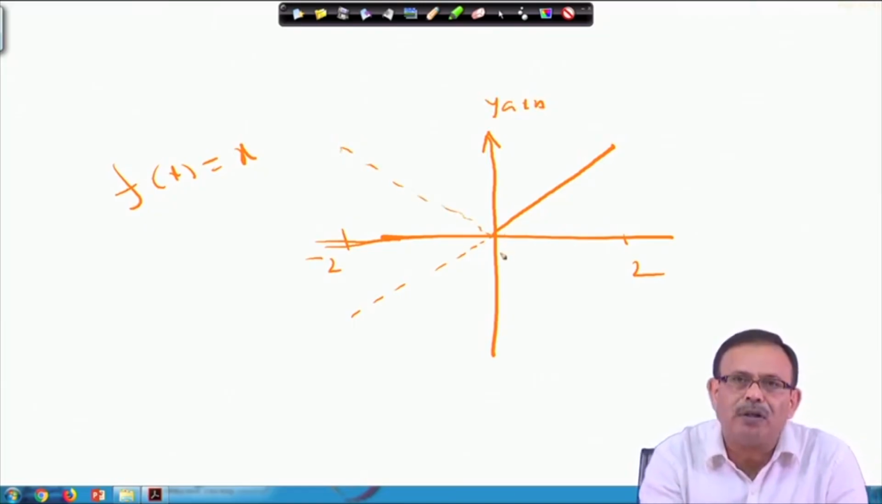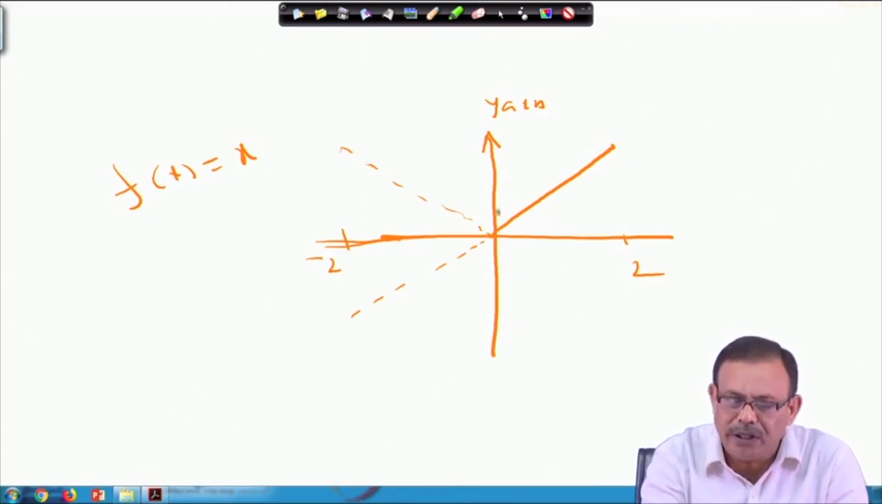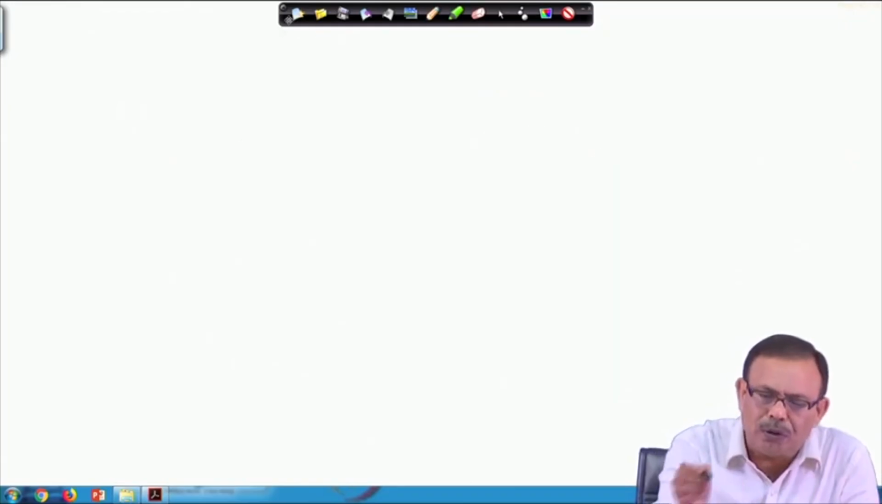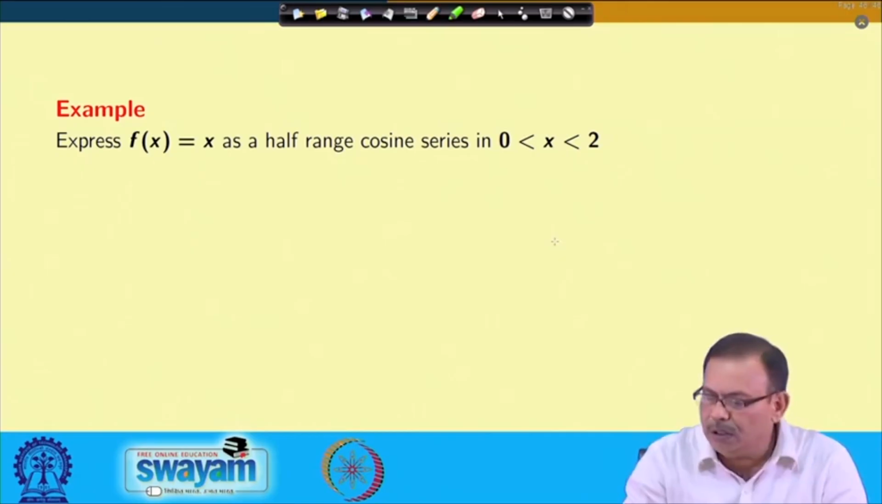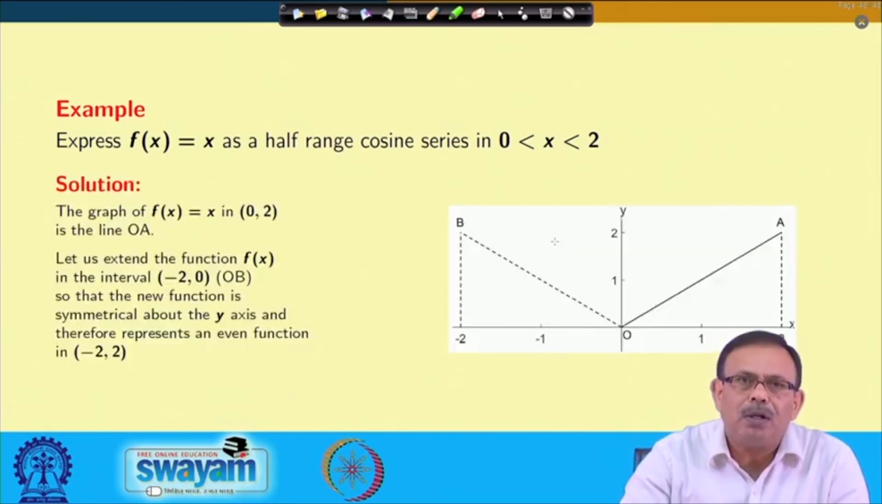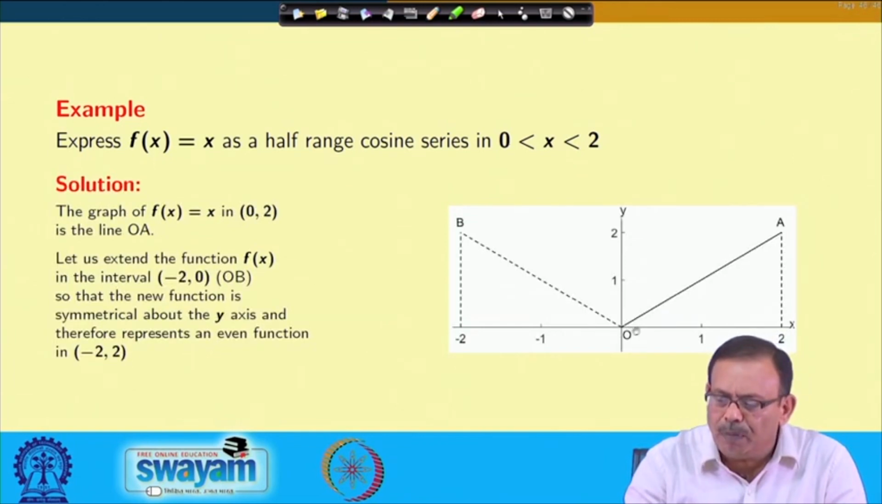Or in other words, your figure will be something like this. So, please note this one. In this case, I am extending it in such a fashion that in one case it is symmetric with respect to the origin, whereas in this case it is symmetric with respect to the y axis, so that the function becomes an even function in the interval -2 to 2. If you see this one, in the interval -2 to 2, the figure is like this. My original function was on 0 to 2, which is the same.